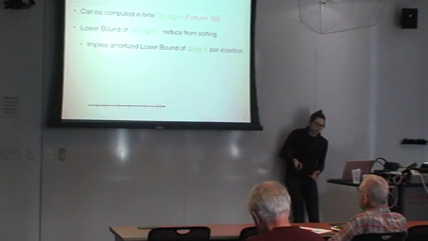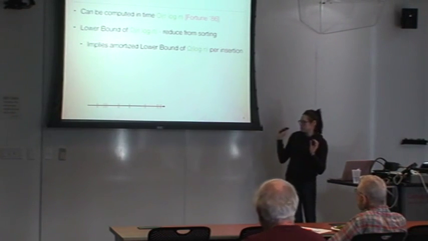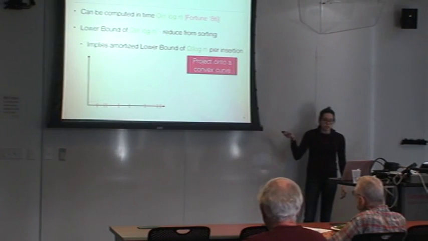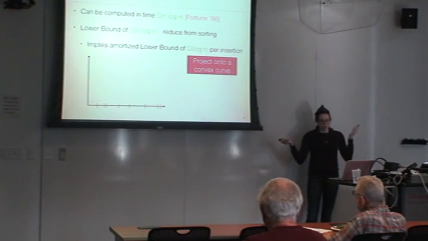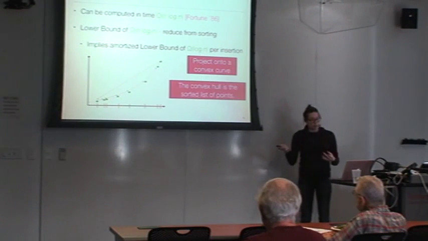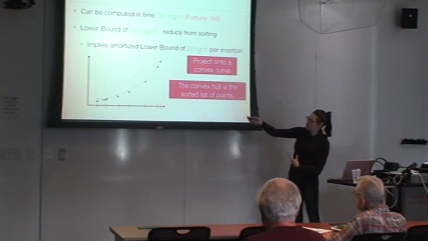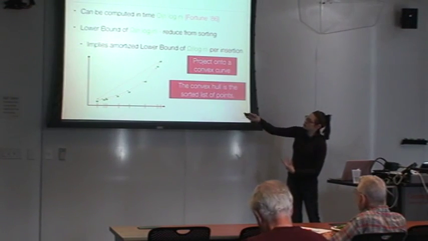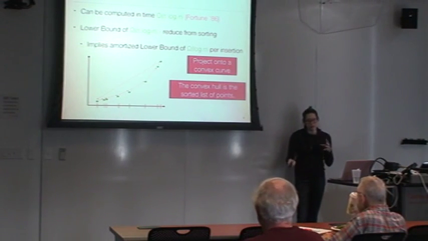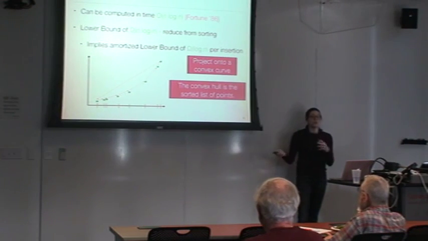Let's say you have a set of numbers, and I put them on a number line here. We could project them up onto a convex curve, say x squared, like this. Now we have a bunch of points in the plane, and their convex hull, because the convex hull by definition outputs the points in sorted order, also gives you a sorted list of the points. So you can't hope to do any better than n log n, otherwise you would have a faster sorting algorithm.